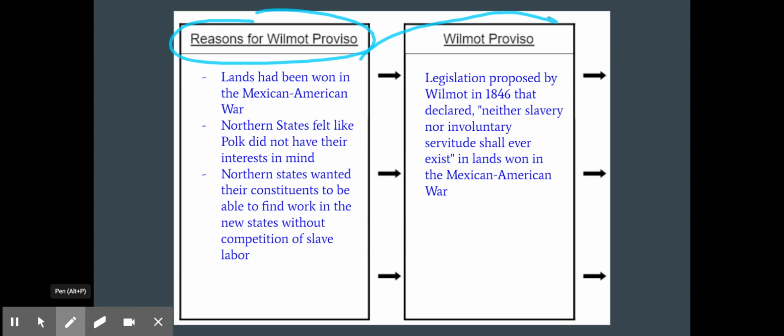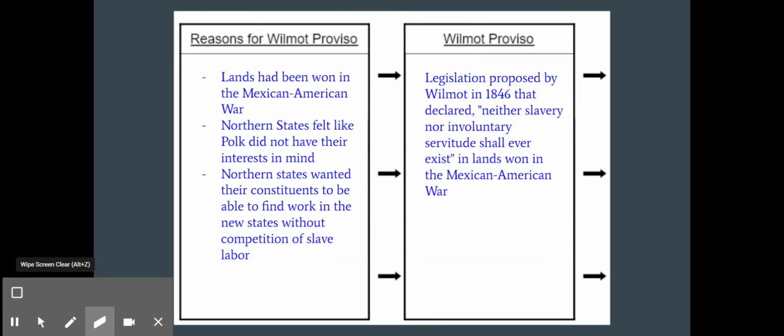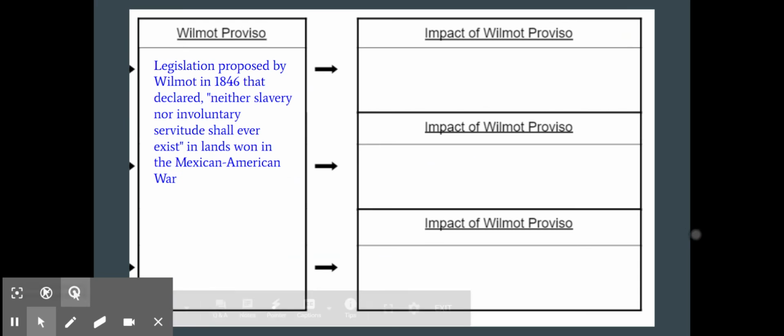These reasons are connected to the Wilmot Proviso. If these had not happened, then the Wilmot Proviso would not have been needed. So that's one set of relationships that we're looking at. Again, remember to pause as you need to get this down, either on your paper or your digital graphic organizer.